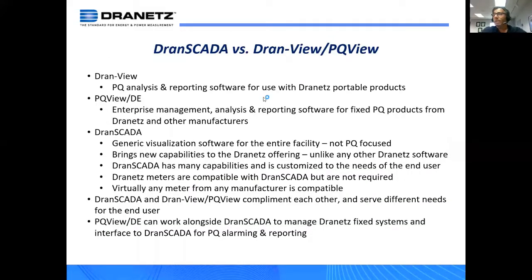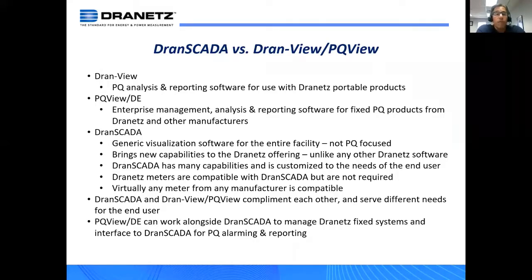So what is DranSCADA versus DranView and PQView? First, let's summarize what the Dranit software typically does. We have DranView, presently DranView 7, our PQ and analysis reporting software for use with Dranit's portable products. So the focus is on the Dranit's products and our portable products. Very good software, but the focus is on the Dranit's portable products.